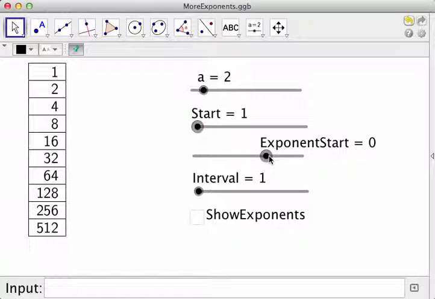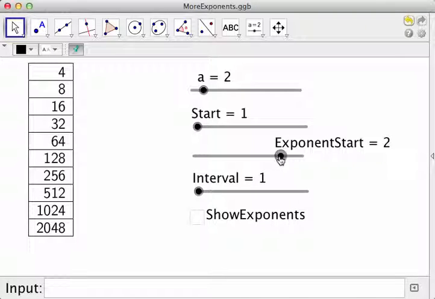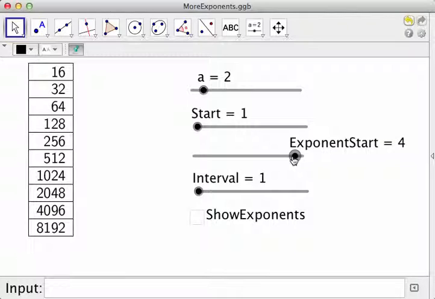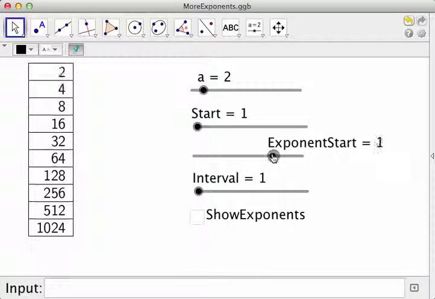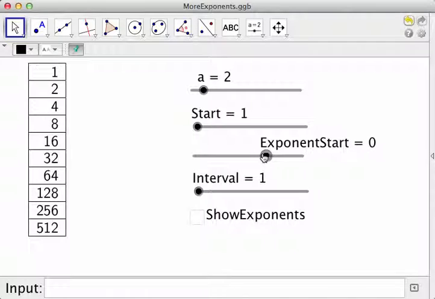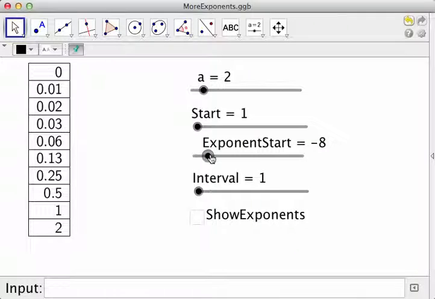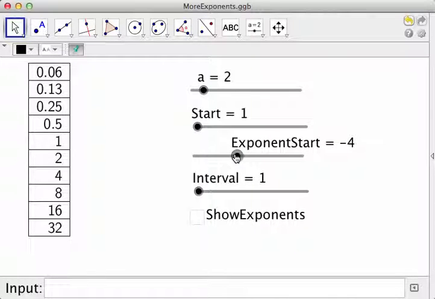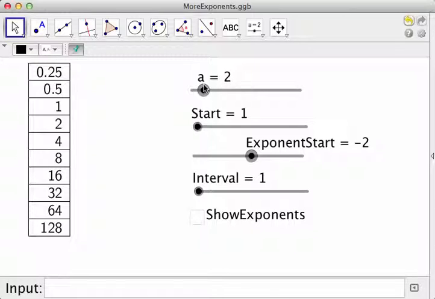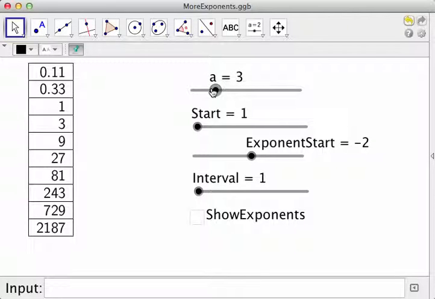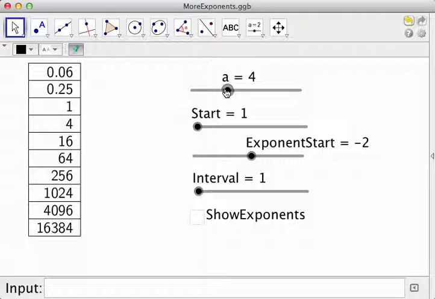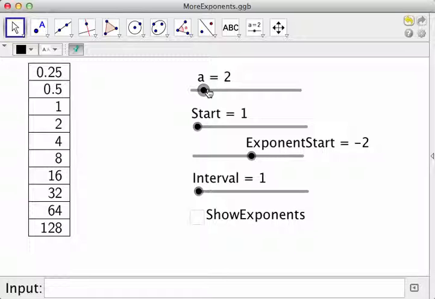Now we'll try exponent start. It's a little more difficult to figure out, but notice what happens as I move it forward. And now what happens if I move it back below 0? Let's leave it at -2 and let's move A to 3, 4, 5, let's move it back to 0.